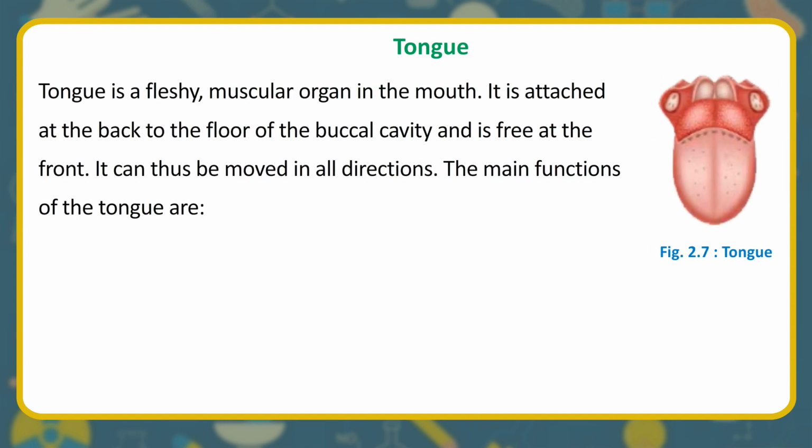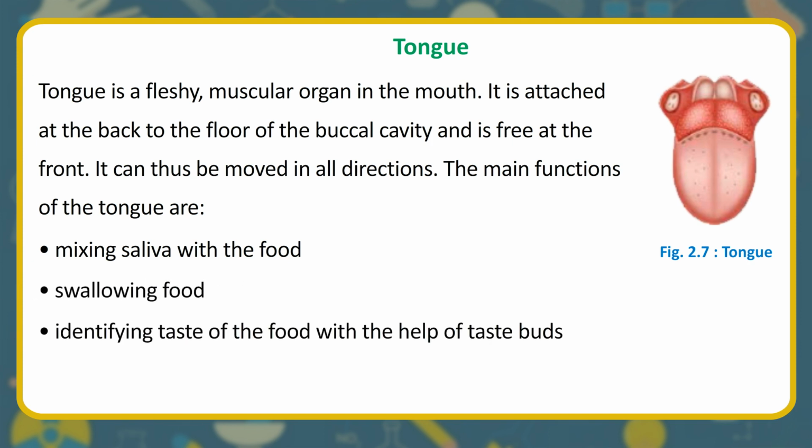Tongue. Tongue is a fleshy, muscular organ in the mouth. It is attached at the back to the floor of the buccal cavity and is free at the front. It can thus be moved in all directions. The main functions of the tongue are mixing saliva with the food, swallowing food, identifying taste of the food with the help of taste buds, and talking.